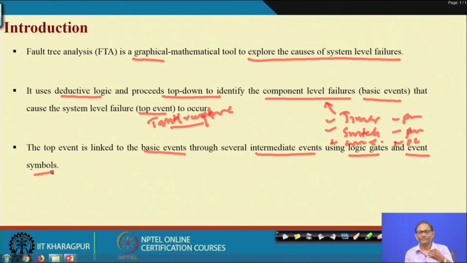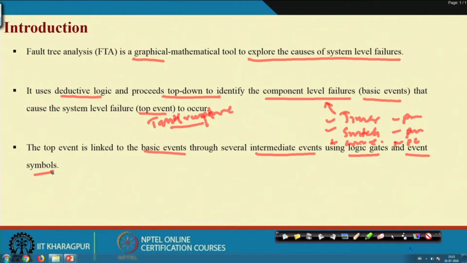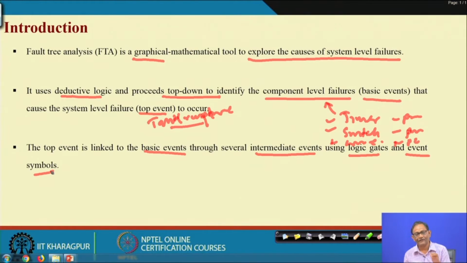So, top event: when you ask why the top event has occurred, you will basically dig down, asking why questions to the bottom level or the component level. The component level is that level where the failure probability is known or can be quantified. That is why component level failures are known as basic events, and the top level failure is known as the top event, and the top event is connected to basic events through different intermediate events.